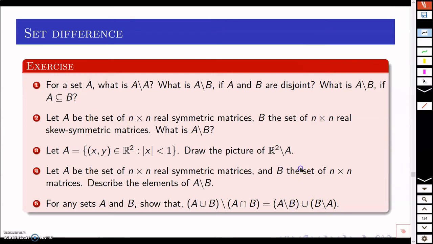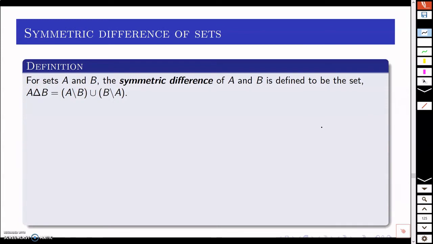Okay, next is symmetric difference. Supposing I have two sets A and B, then the symmetric difference of these two sets A and B is defined as A difference B union B difference A, and it is denoted by A delta B. So this is read as symmetric difference of A and B. And how is it defined? First, from A you remove all those points which are there in B, so you'll get A difference B, and then you take the set B and you remove all those points which are there in A from B, so you'll get this set, and then you take their union.